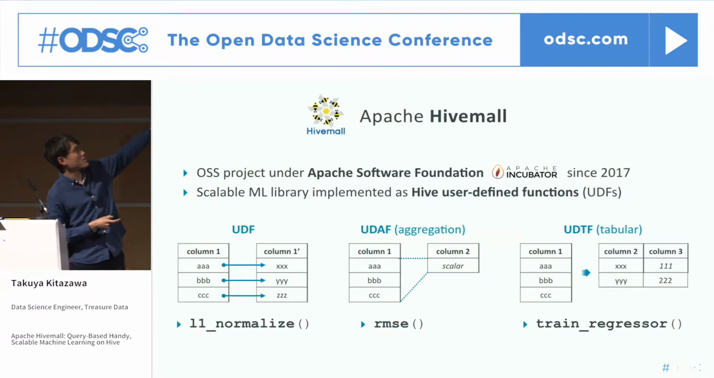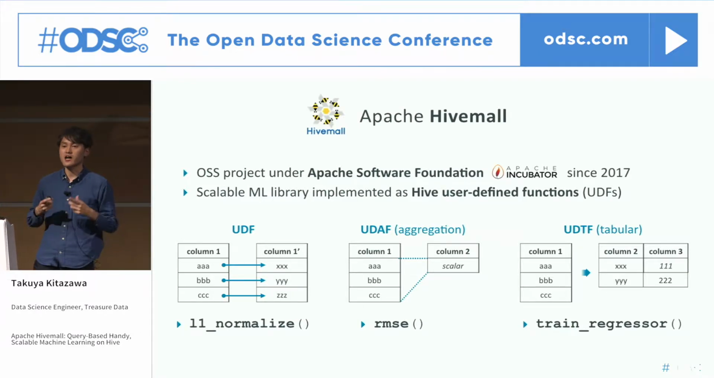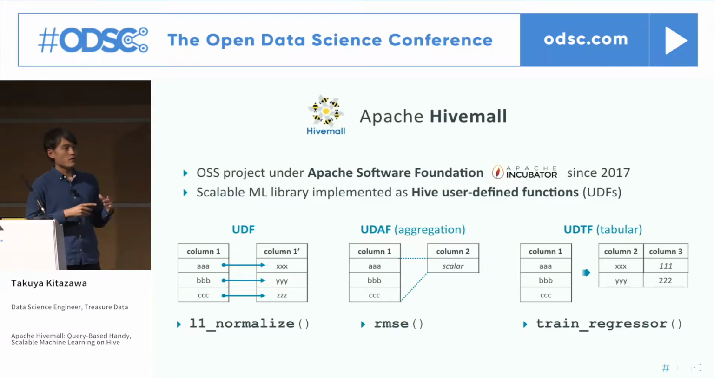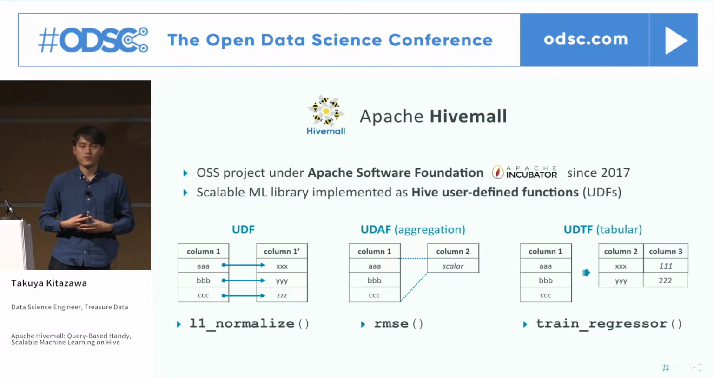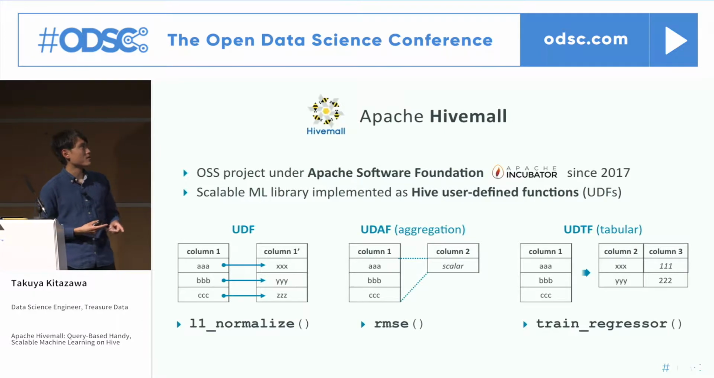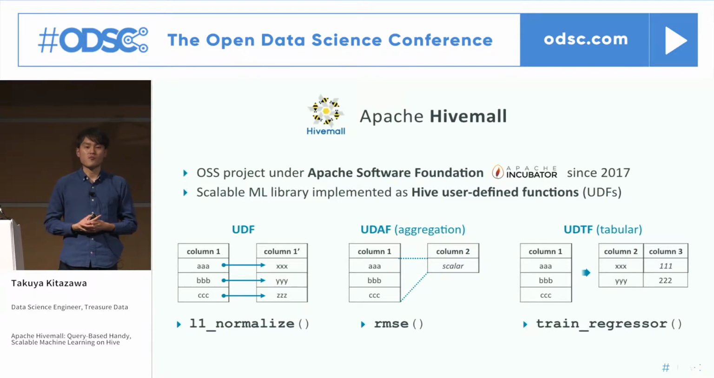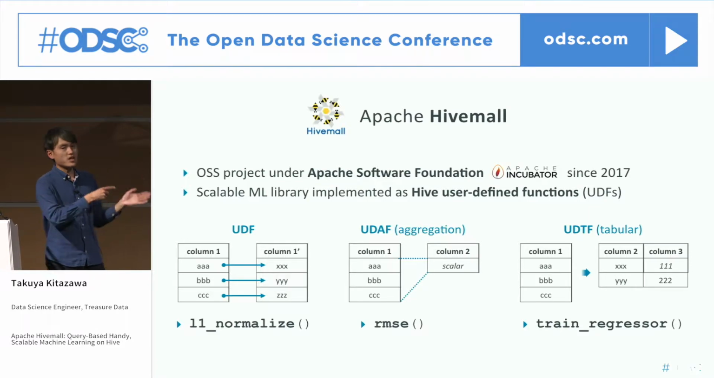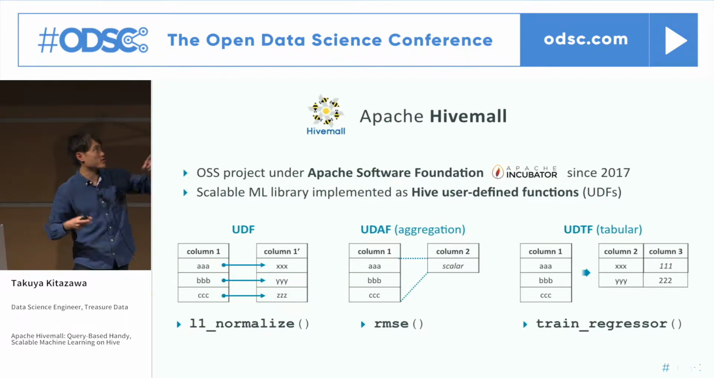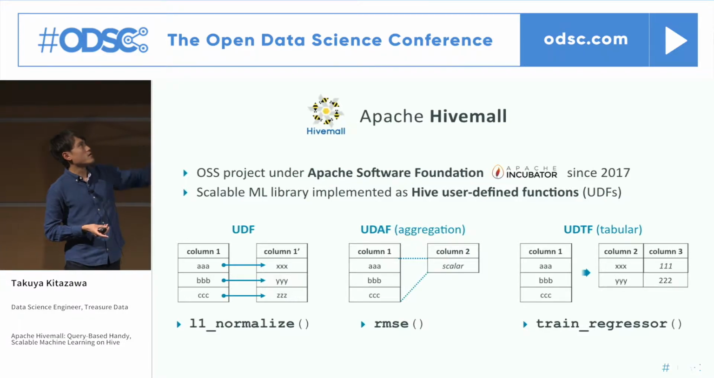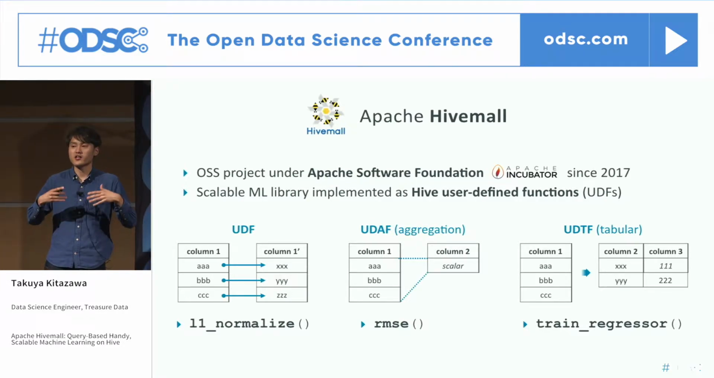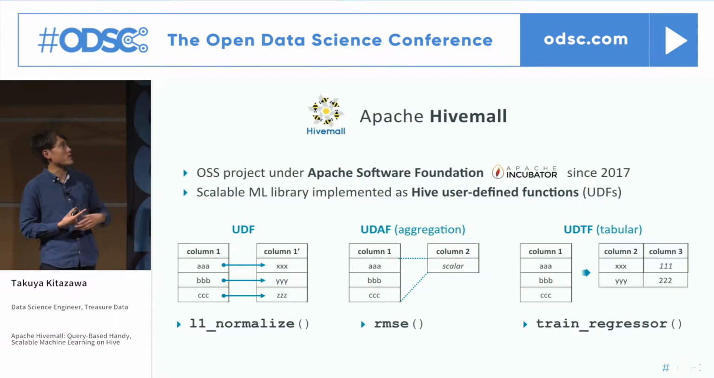And the third one is the UDTF. T here means tabular. It means the function generates a completely new table from the input table. It clearly corresponds to the training function in the context of machine learning and Hivemall. So once you input your data to a Hivemall function, for example, there is a function named train_regressor. Once you pass your data into that function, finally a new table which represents the machine learning model, or actually the parameters learned from the data, will be populated as a result of this function.